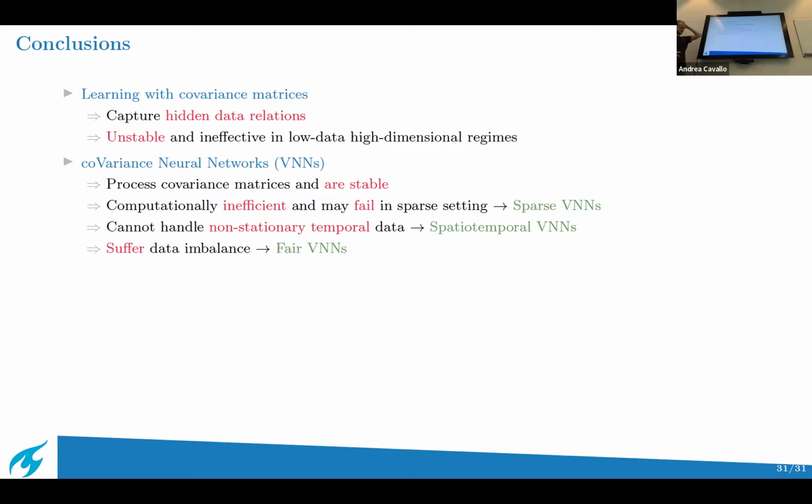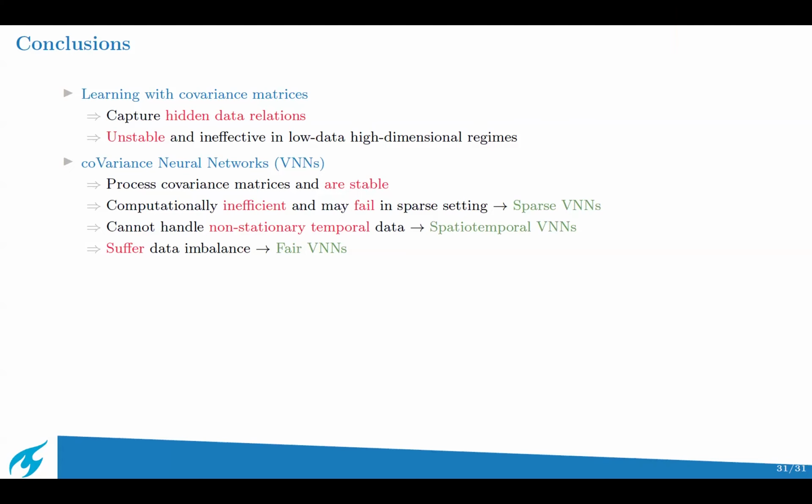So first of all, we defined covariance neural networks as a tool that processes covariance in a stable way. We extended them to a sparse framework where we have sparse covariance estimators, where we can still show the same stability bounds or even prove tighter ones, and we get better covariance estimates if the true covariance is sparse, plus it's more efficient.